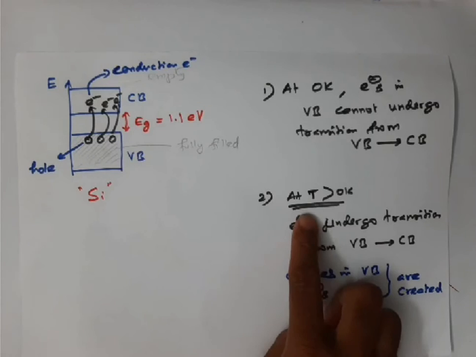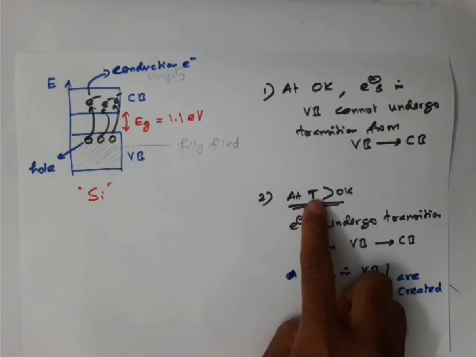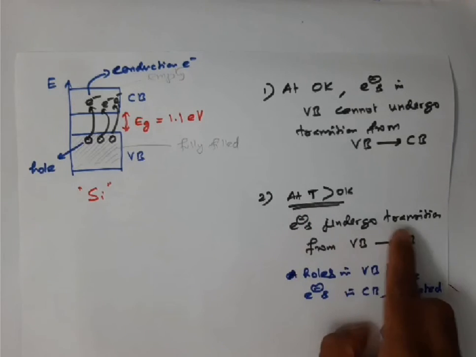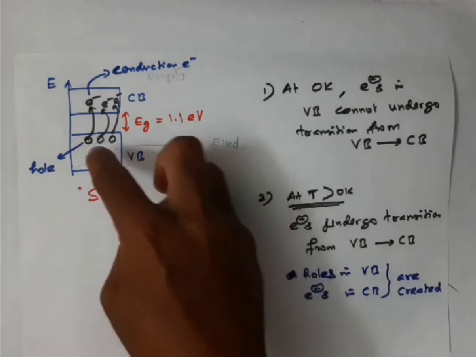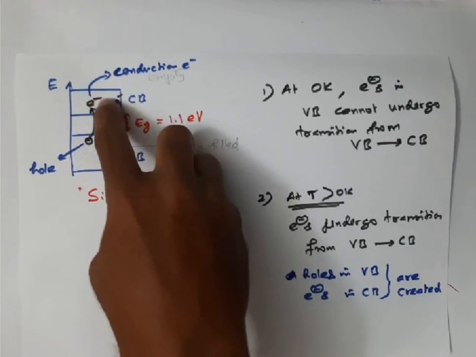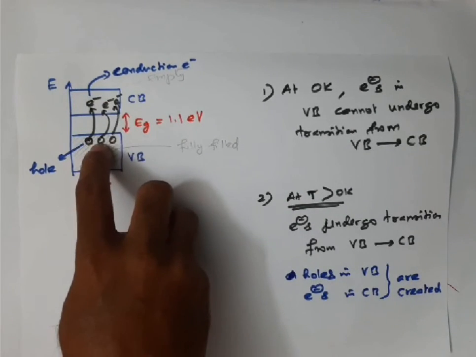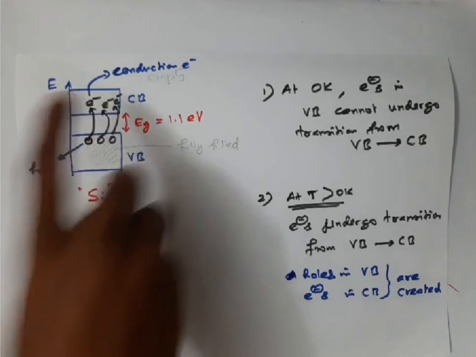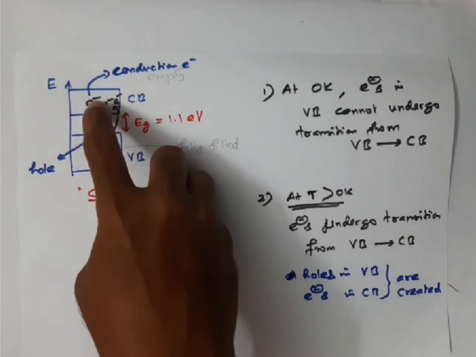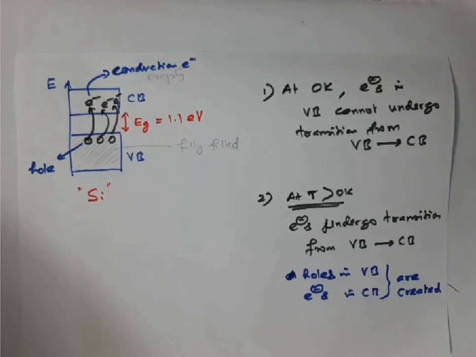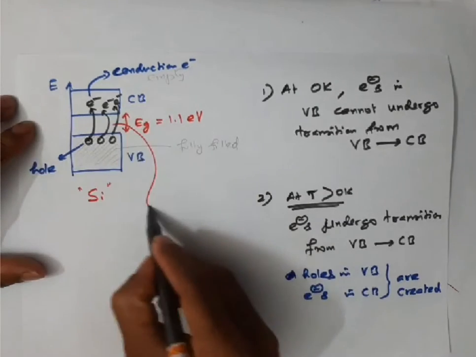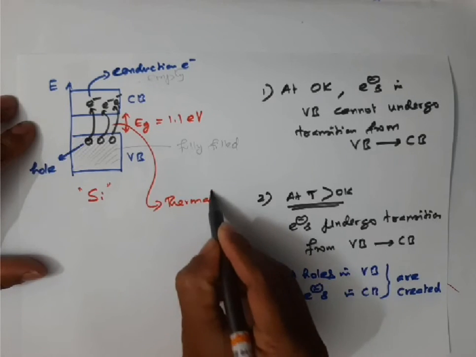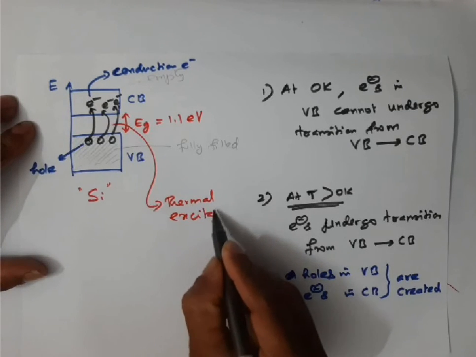But if you go above 0 Kelvin, if the temperature is high, say for example room temperature, then electrons undergo transition from valence band to conduction band. So electrons move from valence band to conduction band because these electrons now gain energy, thermal energy, and therefore jump here. So this transition is due to thermal energy. Okay, so this is called thermal excitation. We call this process thermal excitation.